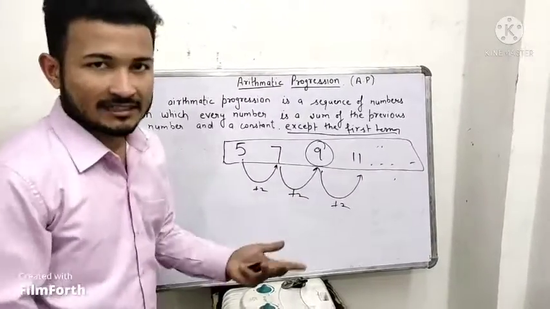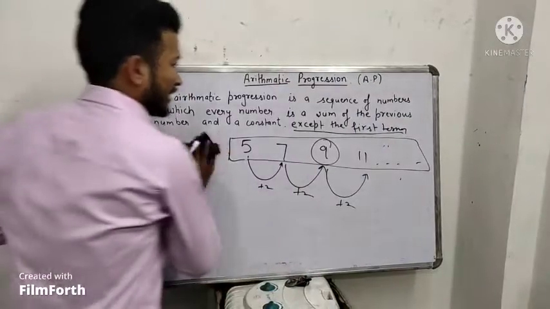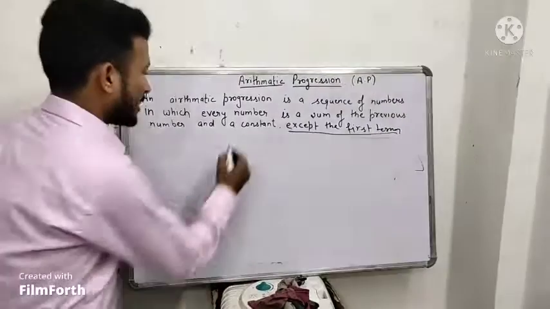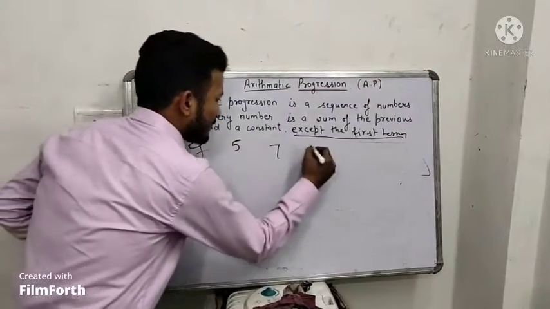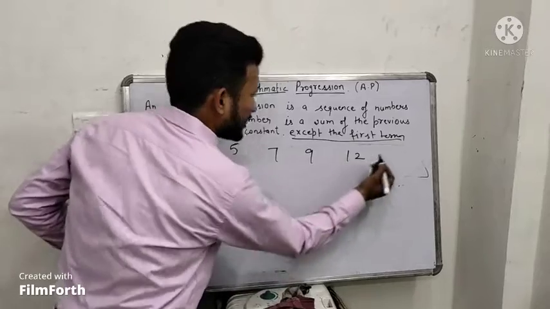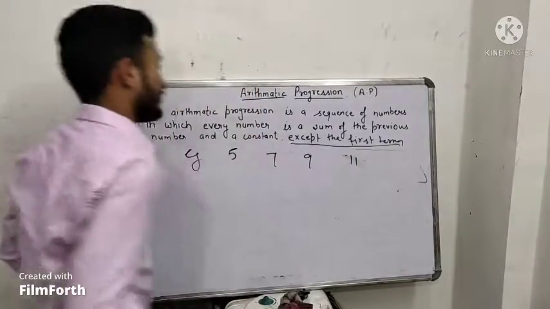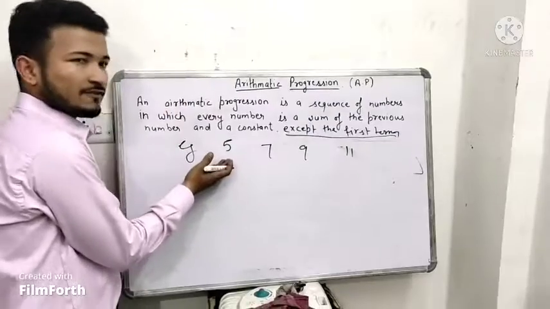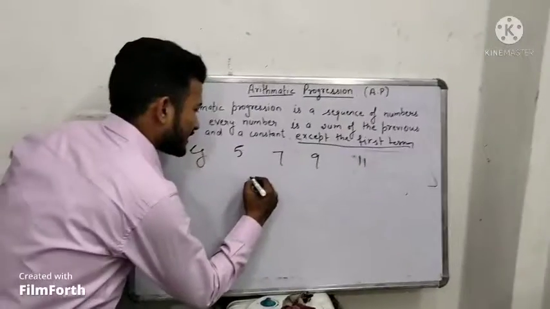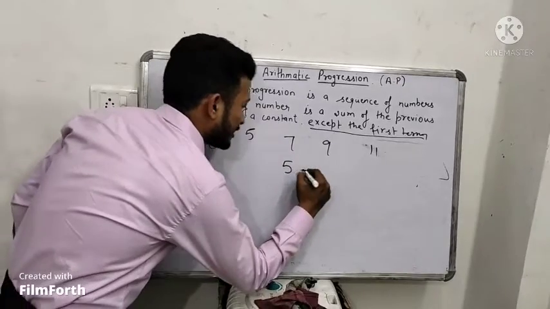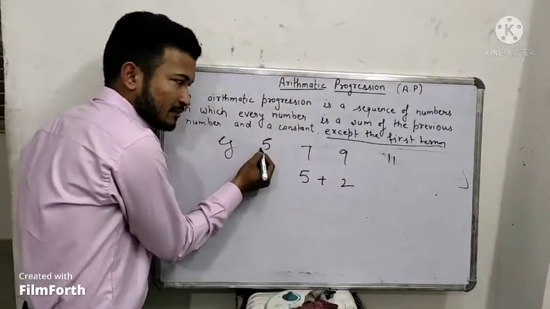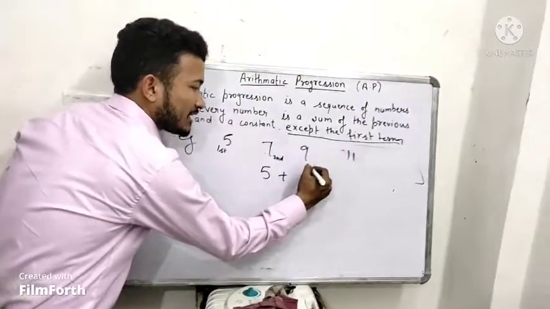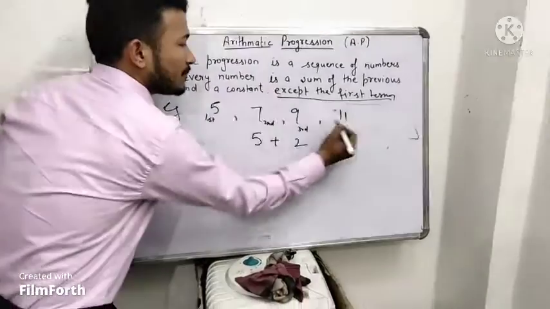Now we will generalize it. Let me show you with an example. First I write 5, 7, 9 and 11. What is the first term? The first term is 5. I have 5 and I am adding 2. This is the first term, this is the second term, this is the third term, this is the fourth term.